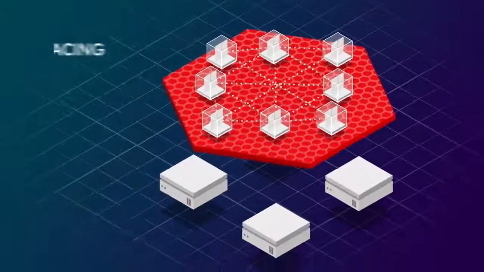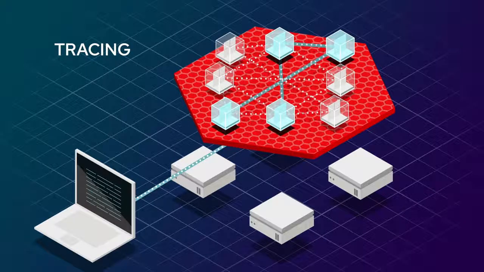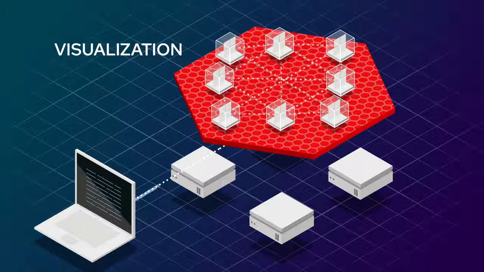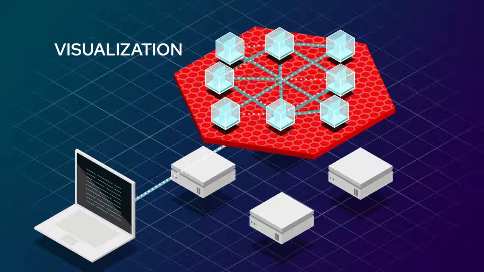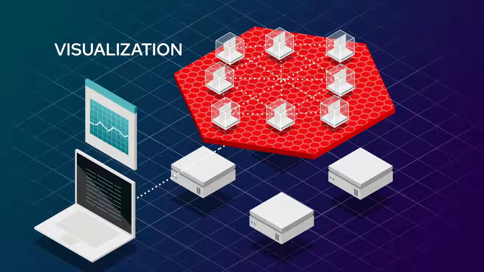Tracing tracks a single request as it makes its way between different application components and even inside a single service, providing insight into the entire request process from start to finish. Visualization shows how communication pathways connect various components, how they're being managed by the service mesh, and how traffic is flowing in near real time.